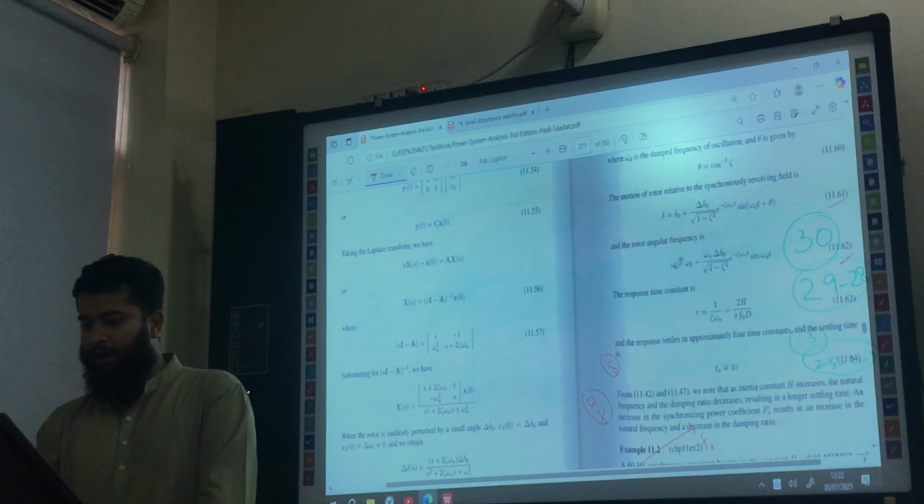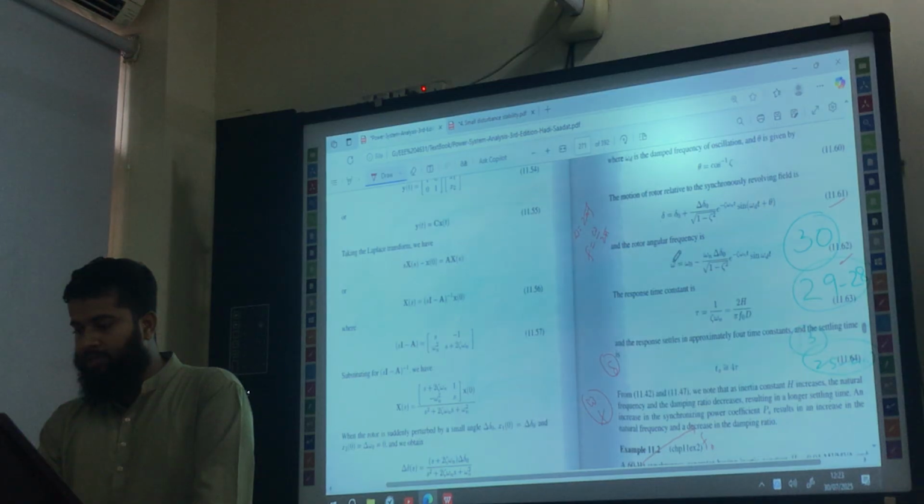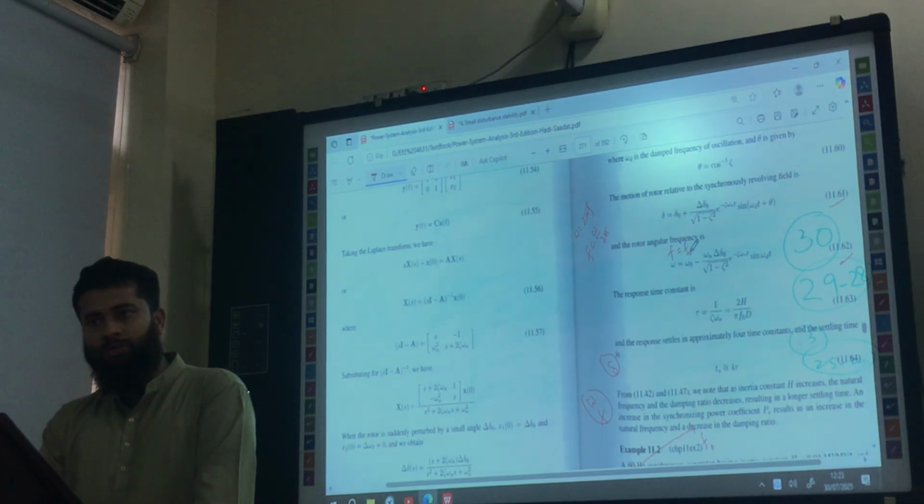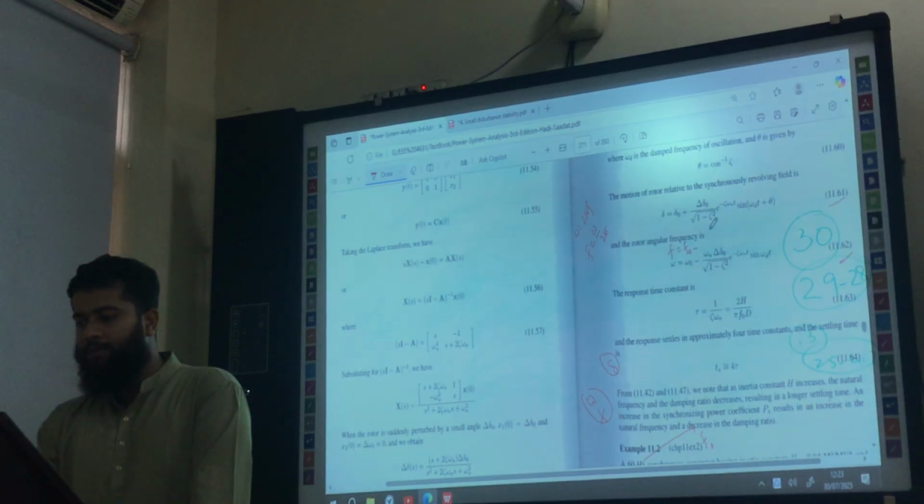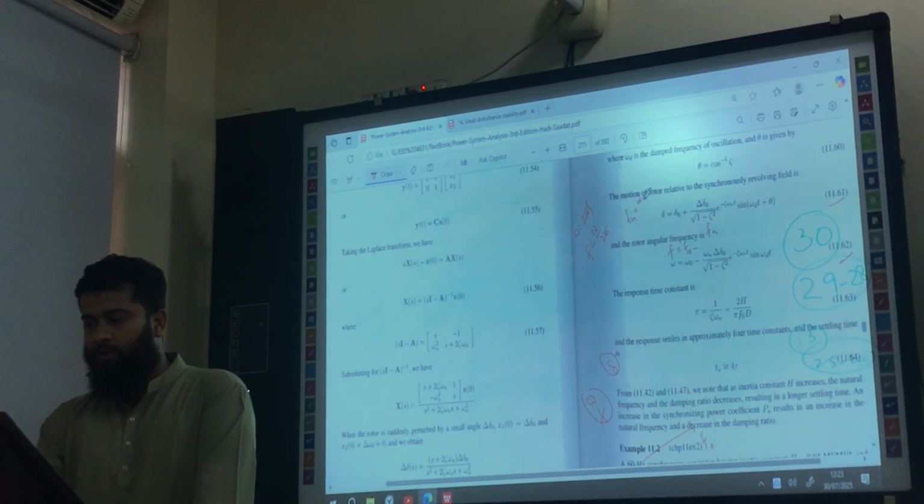But here we need to find the f instead of this omega, so we can replace this equation with f. How? We know that omega is 2 pi f, so f will be omega over 2 pi, right? So how will we replace this equation? We will simply replace this omega by f, and it will be equal to f naught, this f naught is given as 60 Hz, minus, instead of this omega n it will be fn, right? And fn will be simply omega n over 2 pi.